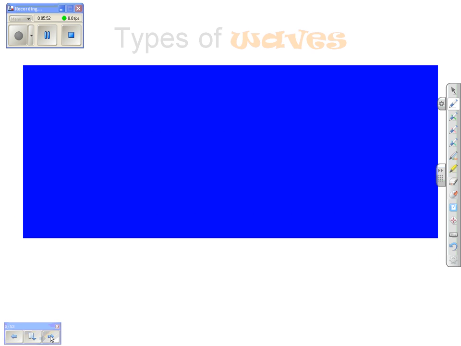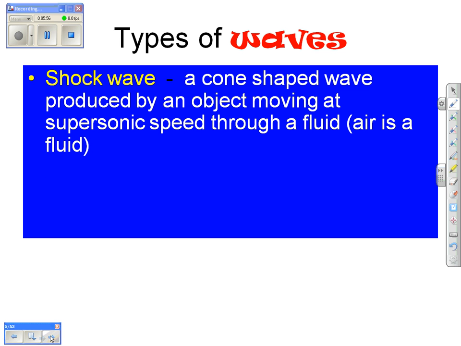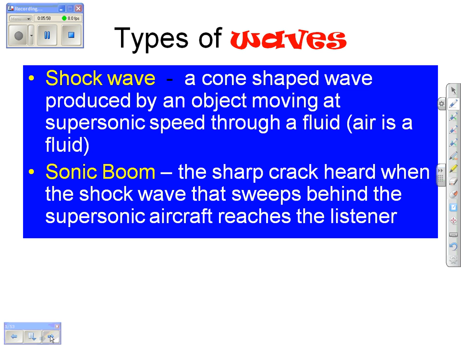All right. Continuation on those types of waves. There's a shock wave and there's a sonic boom. These are both new vocabulary words for you. A shock wave is actually a cone-shaped wave. It is produced by a moving object that's going supersonic speed. It is moving through a fluid. That fluid, remember, is anything that allows the particles to flow.